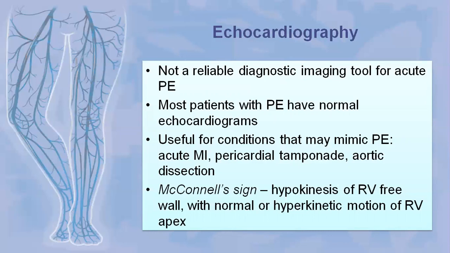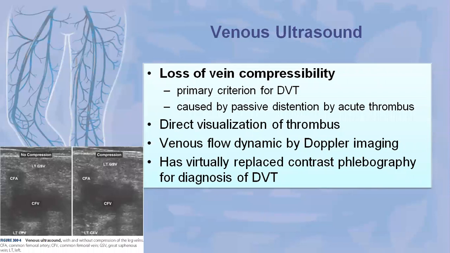A finding in echocardiography is the McConnell sign, where there is hypokinesis of the right ventricular free wall with normal or hyperkinetic motion of the right ventricular apex. So that's the McConnell sign, an echocardiography finding.